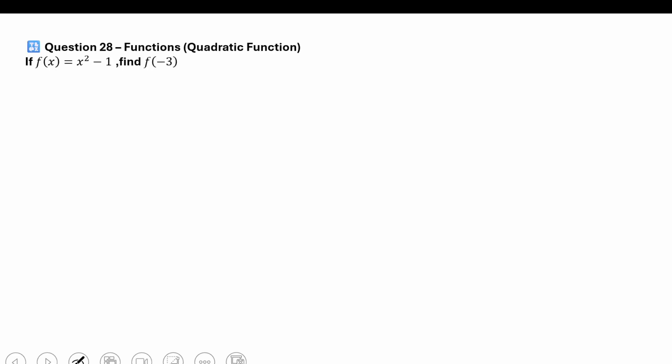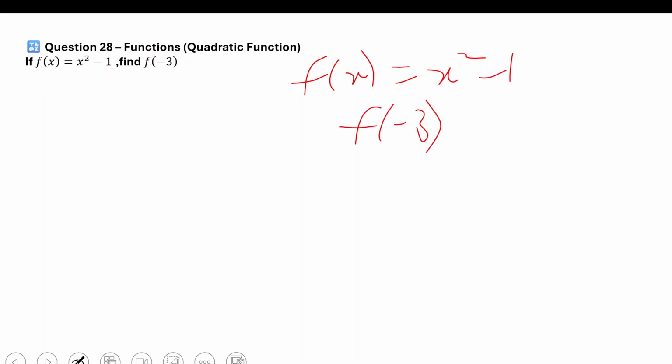So this is a quadratic function. So this is the function f of x is equal to x squared minus 1. So let us find f of minus 3. So what it means is that when you see x equal to minus 3, I'll type minus 3 all squared minus 1. This is 9 minus 1, which is 8. So this is the answer to this question.